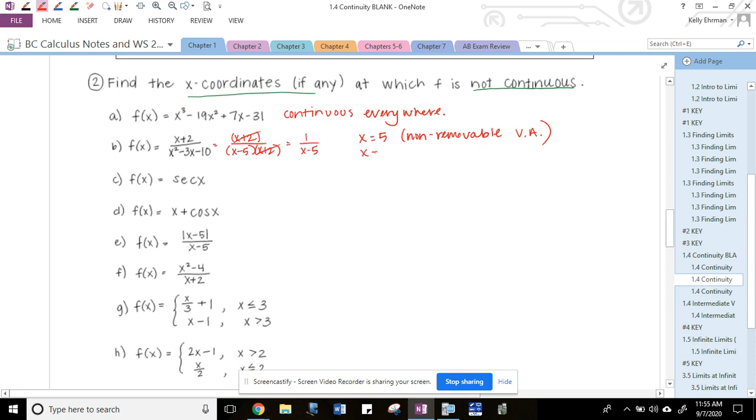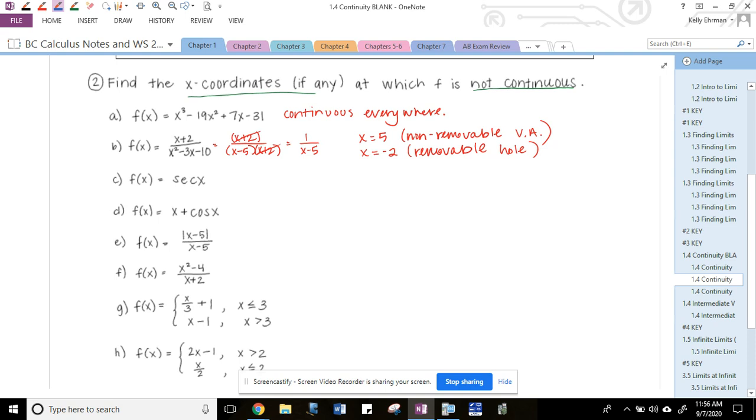There is also a removable discontinuity at x equals -2. So remember, if you were graphing this back in your math 3 days, you'd have to plot a hole at -2, -1/7, I guess it would be. So there are two discontinuities. If you want to make a note to yourself, that's from the hole in the graph.